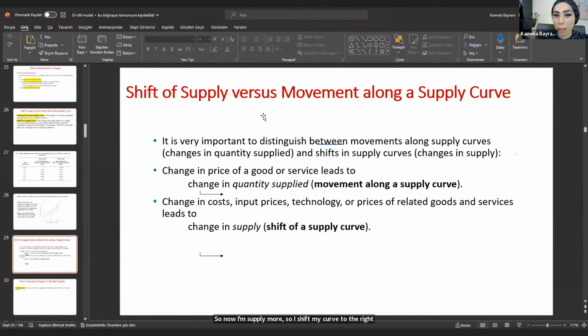So, shift of supply versus movement along the supply curve: it is very important to distinguish between movement along the supply curve, which is a change in quantity supplied, and shifts in the supply curve, which is a change in supply. Like in change in demand, there is a change in condition. Change in price of a good or service leads to a change in quantity supplied. This is known as movement along a supply curve. Meanwhile, change in costs, input prices, technology, or prices of related goods and services leads to a change in supply itself. This is known as shift of the supply curve.